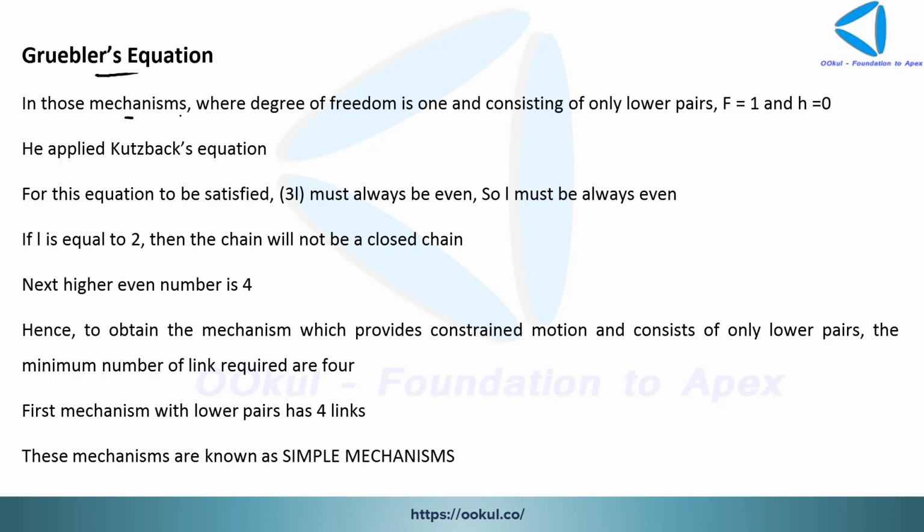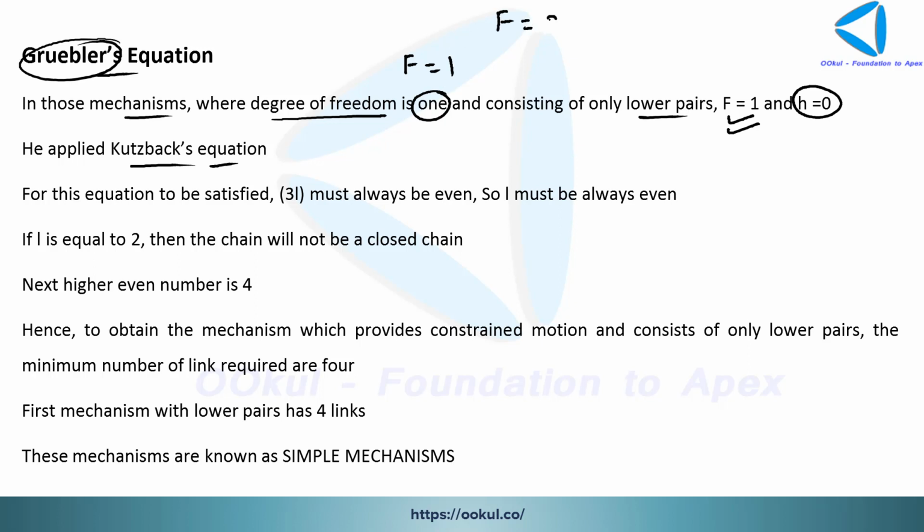In those mechanisms where the degree of freedom is 1, please remember that F is equal to 1, and consisting only of lower pairs, that means the higher pairs H is equal to 0, Gruebler applied the Kutzbach equation. F is equal to 3 into (L minus 1) minus 2J minus H. So he wrote F equal to 1, that is 3L minus 3 minus 2J minus H equal to 0. So you have 3L minus 2J must be equal to 4.